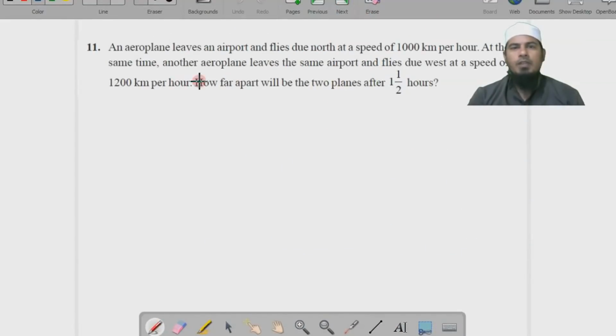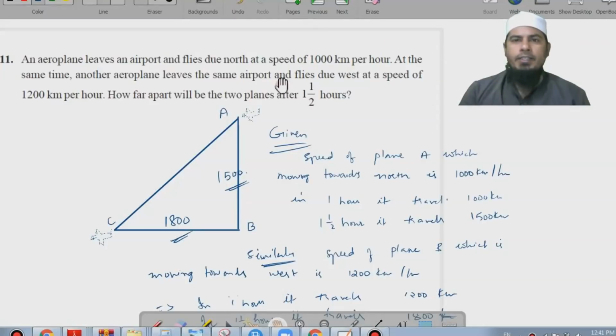An aeroplane leaves an airport and flies due north at a speed of 1000 km per hour. At the same time, another airplane leaves the same airport and flies due west at the speed of 1200 km per hour. How far apart will be the two planes after 1 1/2 hours? Let us draw this diagram and understand the question nicely. Let us understand precisely. He told that one plane is moving towards the north, one plane is moving towards the west.